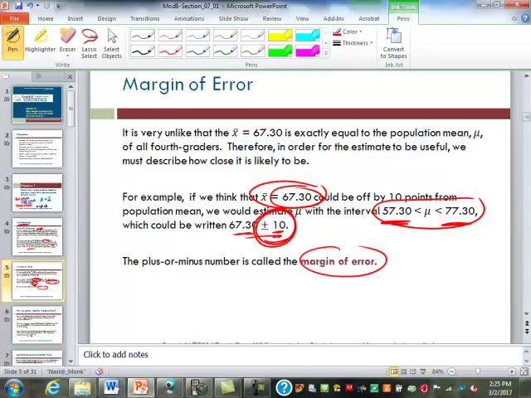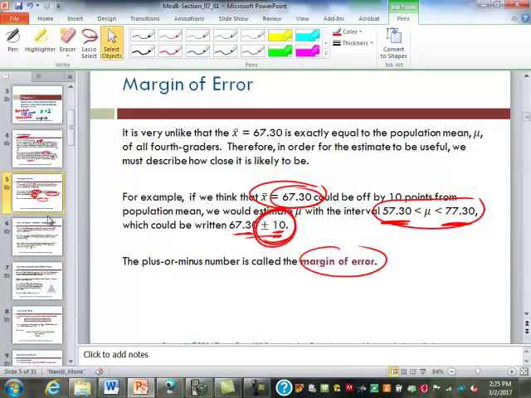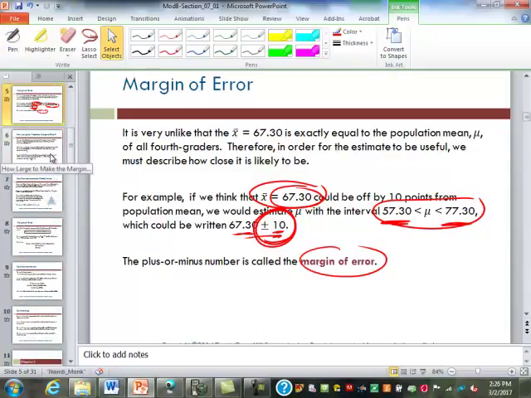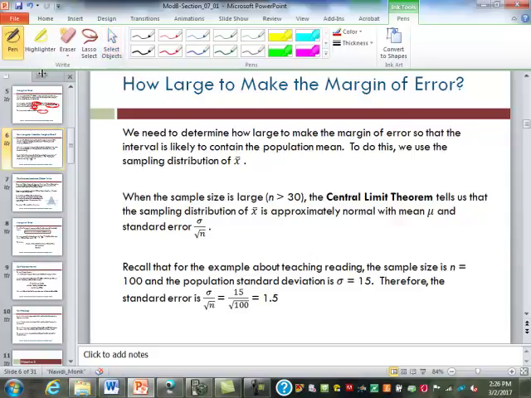Now, we just pulled that plus or minus 10 out of thin air here. We think that's acceptable, but we have no statistical backing for that being an acceptable value. So we really have no reason to pick the 10. The 10 has no validity there. It's just a guess. So we need to determine how large that margin of error really should be based on our data.